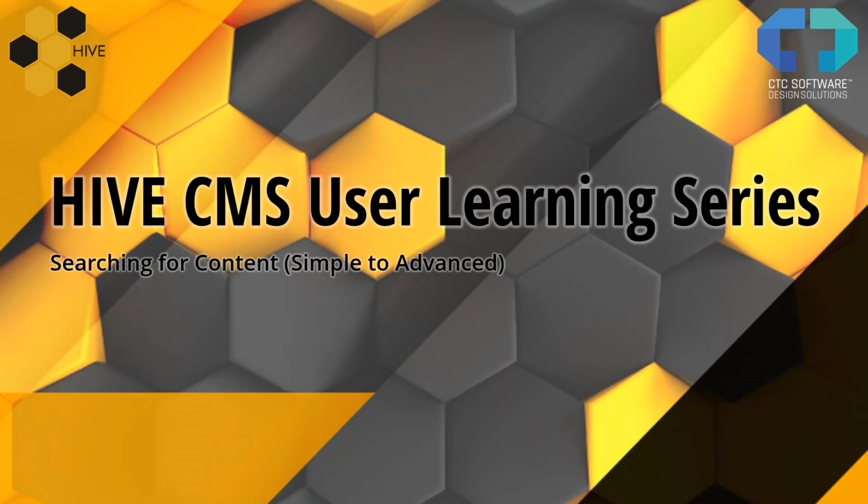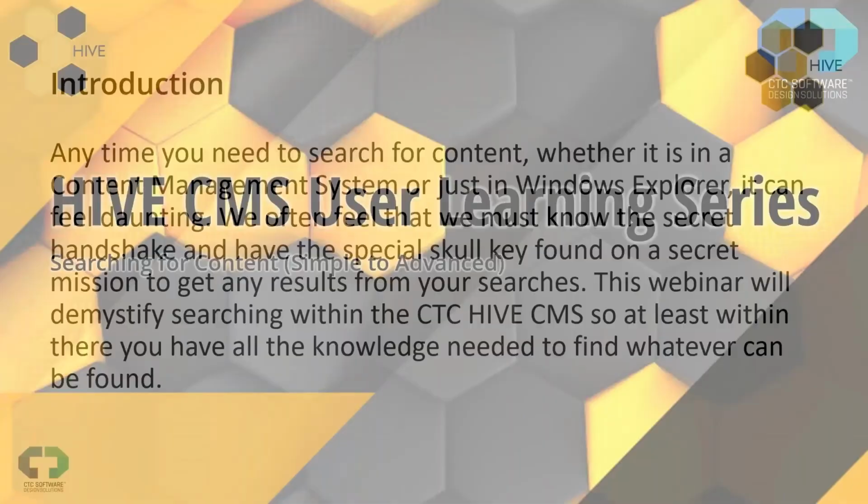My name is Sean Zerbis, and I'm going to be going through a bit of a series here over the next number of weeks. We're going to be talking about Hive, the CMS, and we're going to go through two different series. This one is the user learning series, and in today's topic, we're going to be understanding a bit more about how to search for content, going all the way from very simple searches through a bit more advanced searches. And you can use any of this you need throughout the day to make your Hive searching experience a bit easier. So first, let's talk a little bit about why we're covering this.